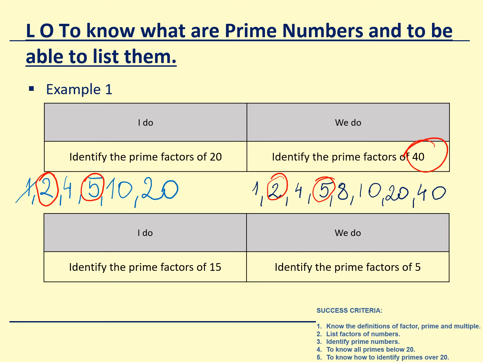Now I will do one more example for you. Identify the prime factors of 15. First I will list all factors of 15: 1, 3, 5, 15. Which of them are prime? It's 3 and 5. Now pause this video and find the prime factors of 5. 5 is prime, so it has exactly 2 factors, 1 and itself. So the only prime factor of 5 is 5 itself. If that's what you've got, well done. You understand what a prime is and how to find it.